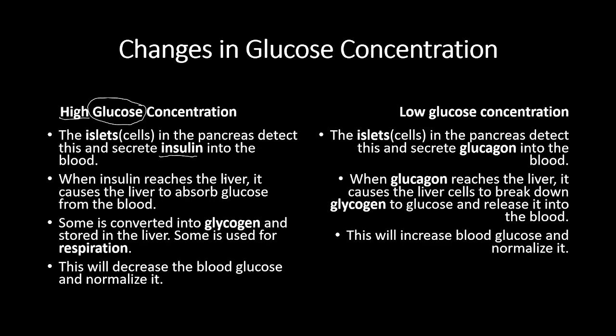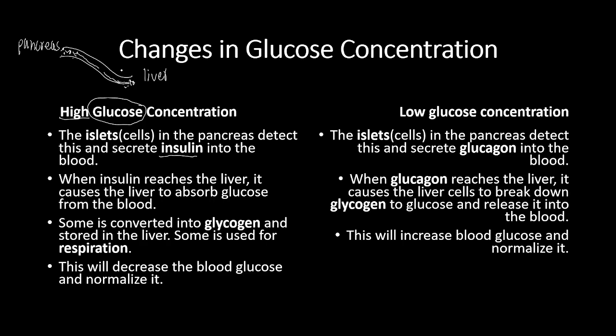When insulin reaches the liver, okay, so let's say we have the pancreas here and they're connected like this using vessels to the liver. So the pancreas has secreted insulin and it has flowed with the blood plasma to the liver.